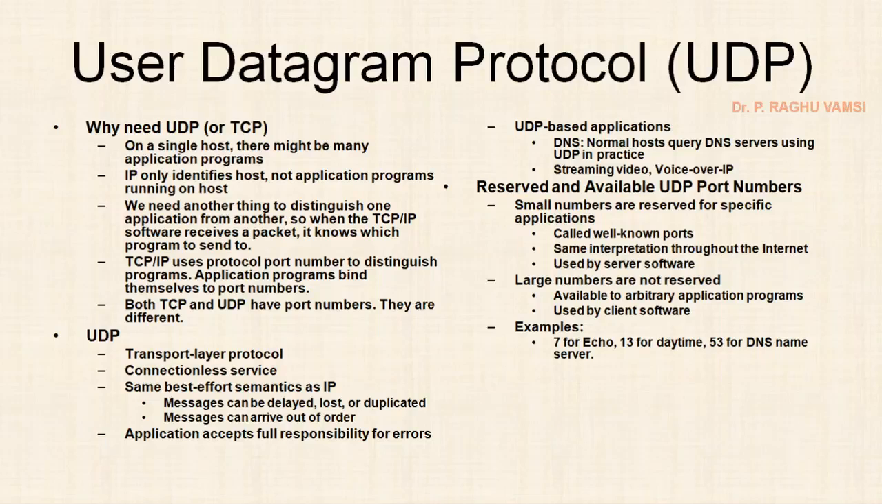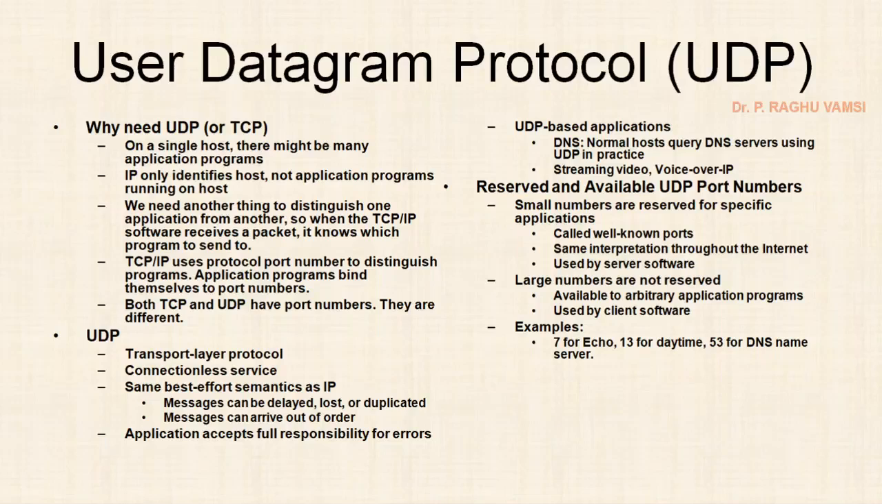The network layer is only focusing on the address, that is, the system address. So we need another thing to distinguish one application from another. When the TCP/IP software receives a packet, it knows which program to send it to. TCP/IP uses the protocol port number to distinguish the program. Application programs bind themselves to port numbers and work.